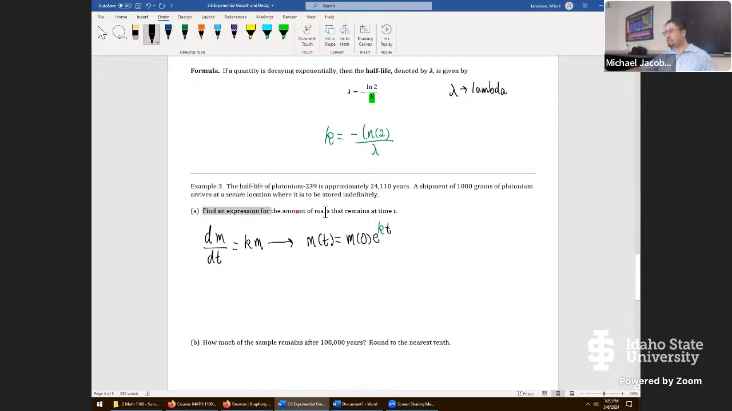But when it says find an expression for the amount of mass that remains at time t, we really have 2 things we have to solve for very next. We need to find the initial mass, but that was this right here. The shipment of 1,000 grams is telling us we have 1,000 grams initially. So mass at time zero is 1,000. And now we get to update the model. Mass at time t is now 1,000 times e to the power of kt.